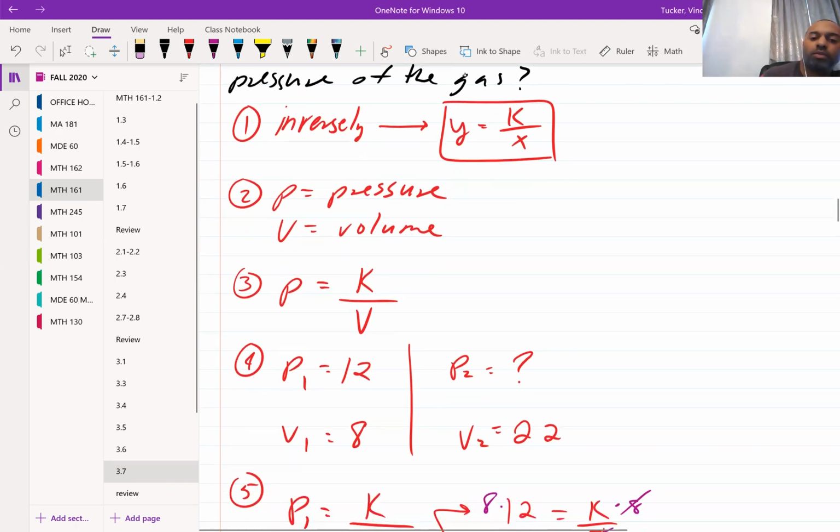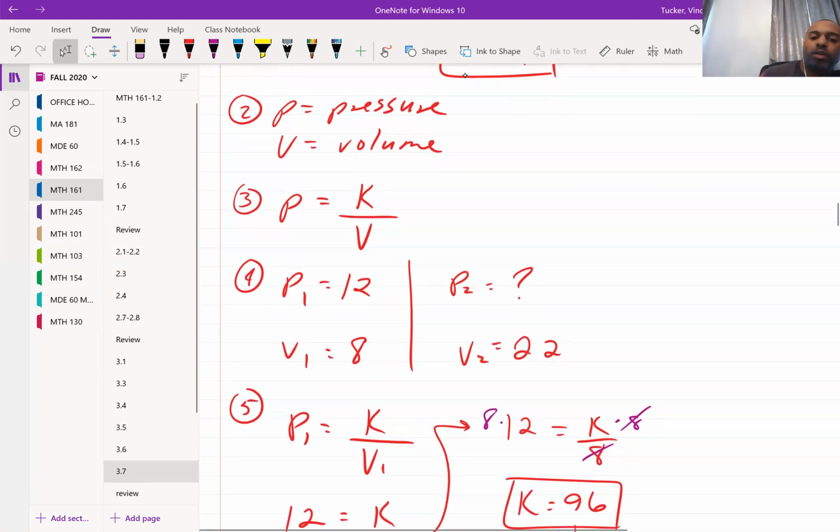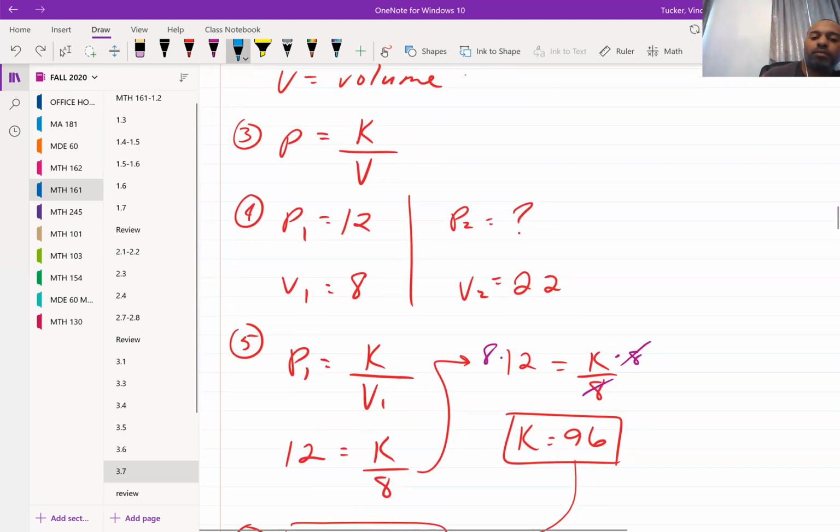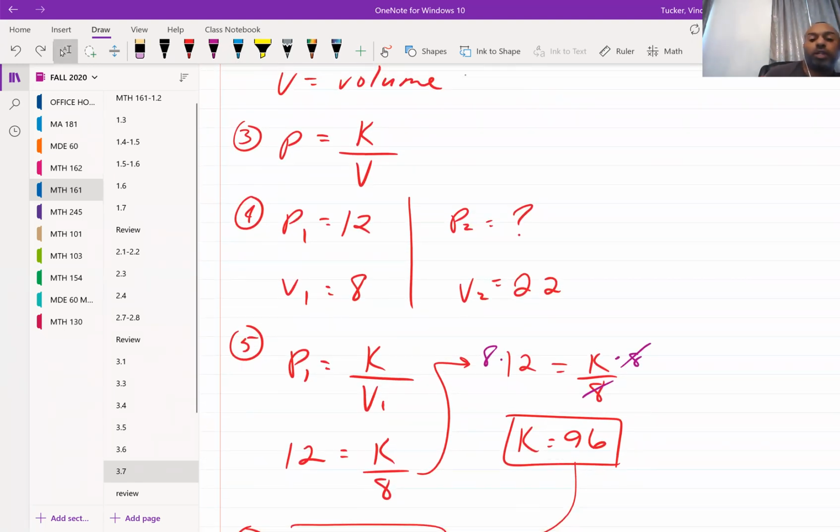Any problems? Now we plug in this first set of information into the formula to solve for K. So that's 12 equal to K over 8. Multiply both sides by 8. K is equal to 96.